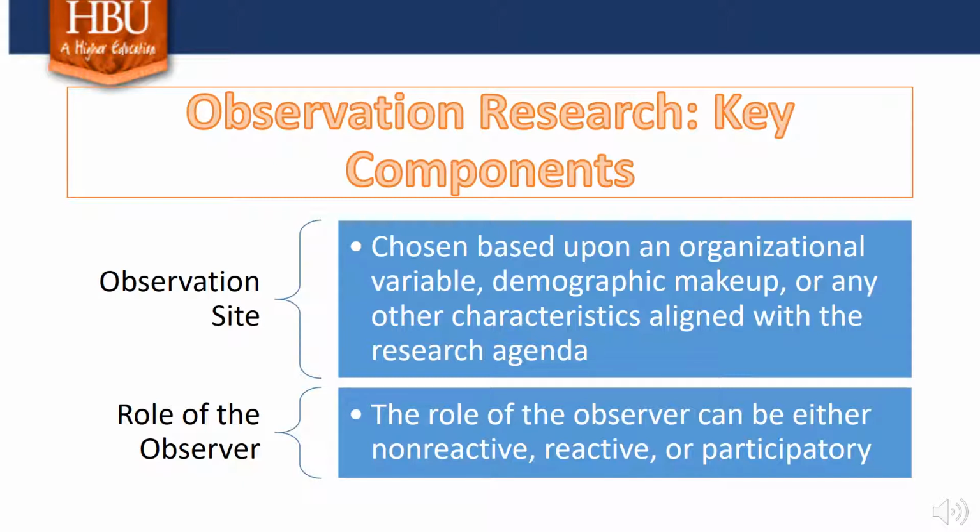Next, we have to consider what the role of the observer is throughout the research process. Does the researcher actually participate with the group? Does the researcher react or try to respond to questions or behaviors in the group that's being observed? Or is the researcher just a bystander, someone who stands on the outside? All of these things, the type of observation research, the role of the observer, as well as the observation site, are based upon, again, the research question, the research design, as well as the research paradigm.